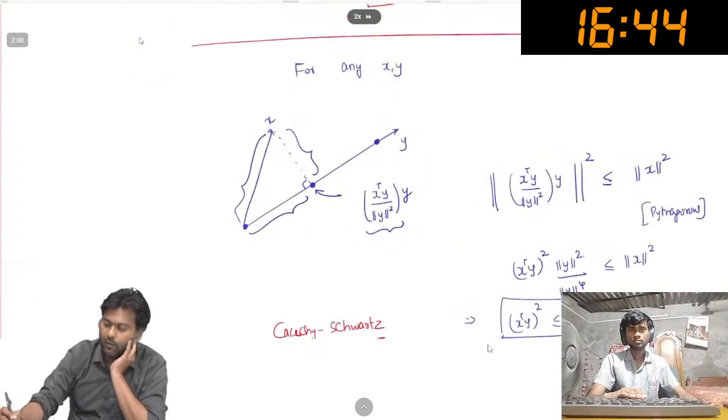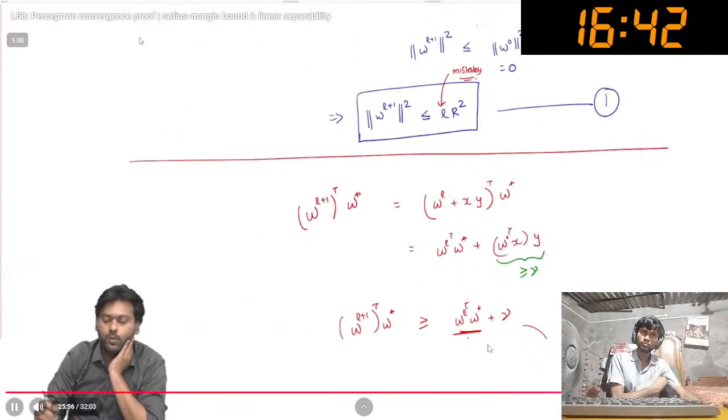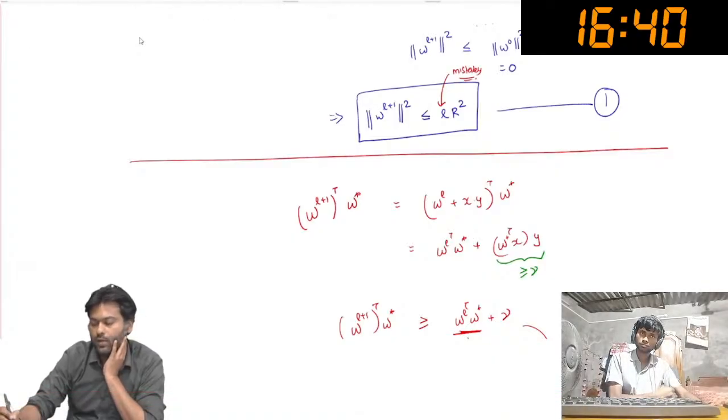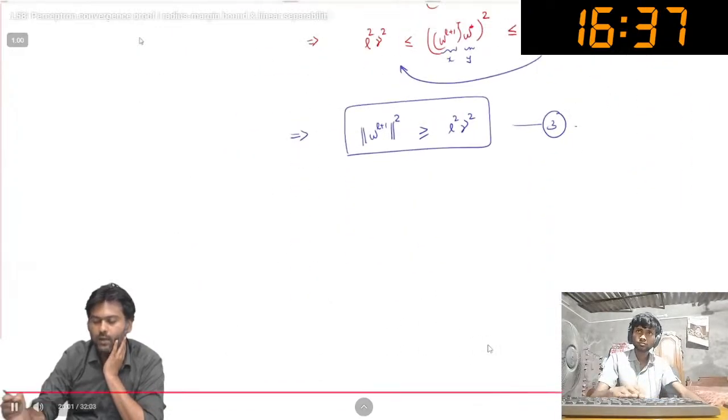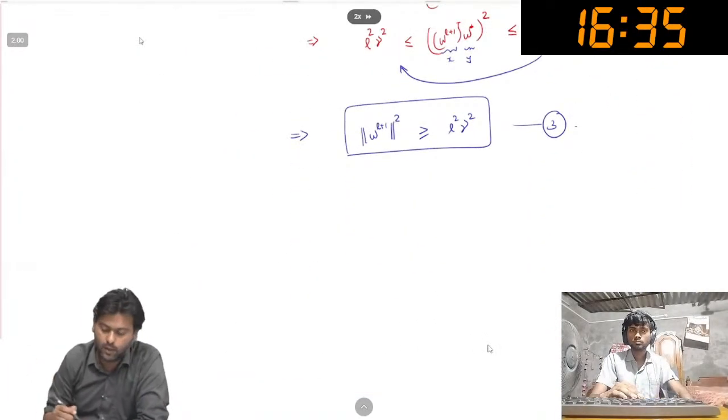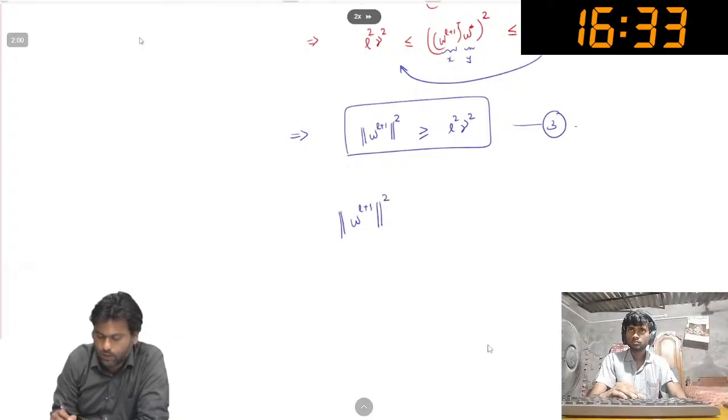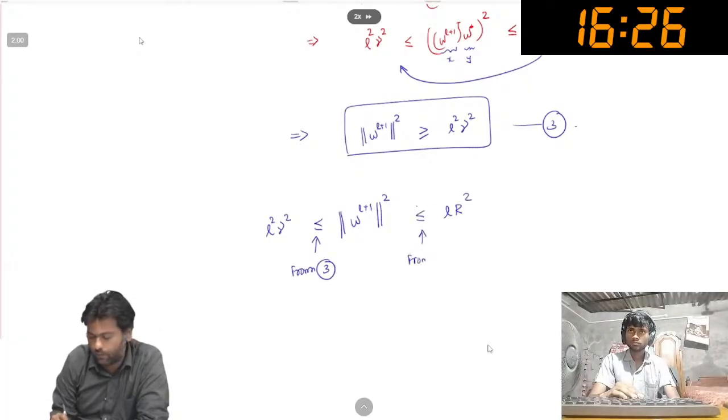So on the one hand, we have from argument 1 that norm of W_{L+1} squared is less than or equal to L times R squared, whereas from the other side we have norm of W_{L+1} squared is greater than or equal to L squared gamma squared, right? So this quantity is actually sandwiched between two terms. It is greater than or equal to L squared gamma squared, this is from 3, and less than or equal to L R squared, this is from 1.